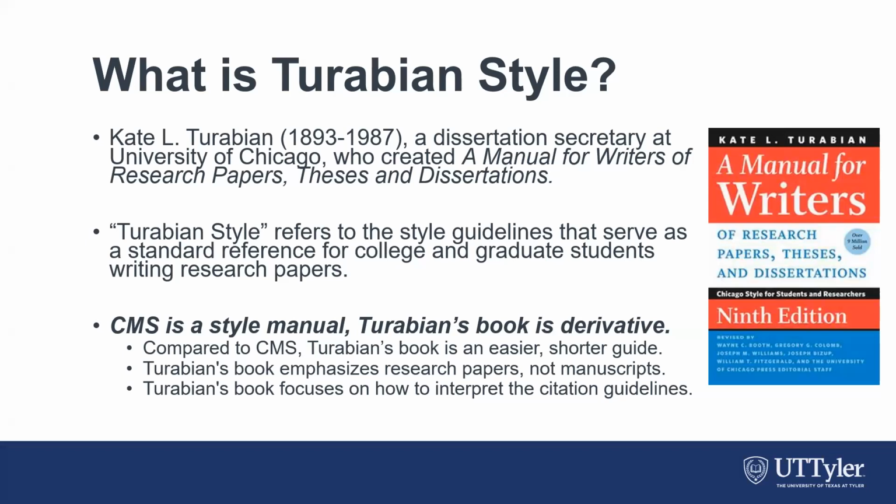Turabian style is more interpretive. It's really a derivative work. It's trying to explain to you the concepts within the Chicago Manual of Style. So that's like the difference between the two. And also compared to the Chicago Manual of Style, Turabian's book is much shorter and a lot easier to read, I think. It also emphasizes research papers and not manuscripts.